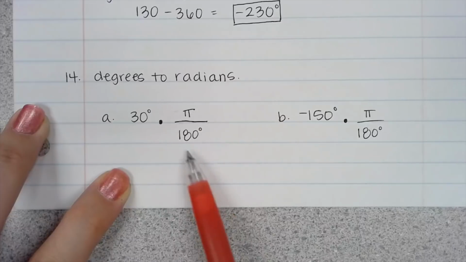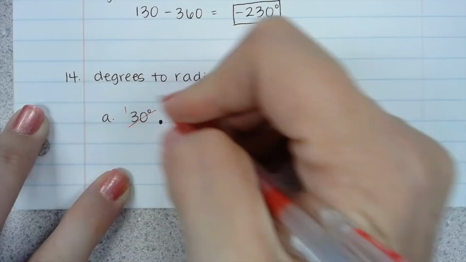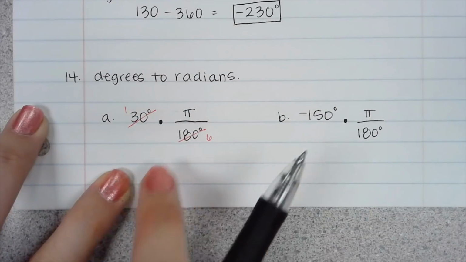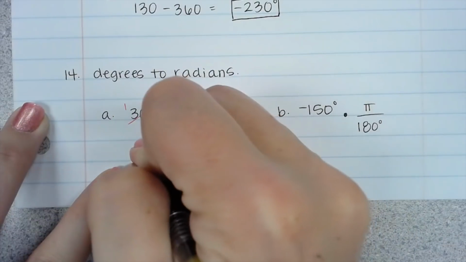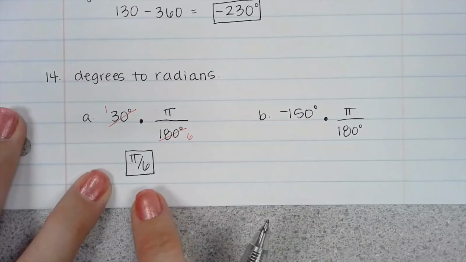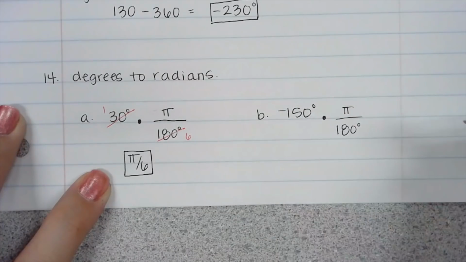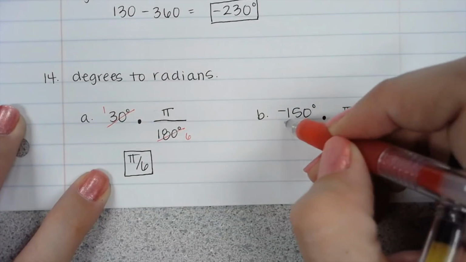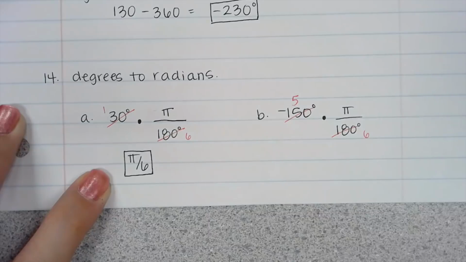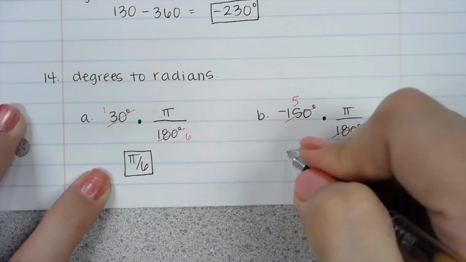You can do top times top and bottom times bottom and then simplify it afterwards. Or you can recognize that 30 goes into 30 once and 30 goes into 180 6 times. So changing 30 degrees into radians would give you pi over 6. Similarly, on question B, to simplify this, I can do some simplification here and here. Both of these numbers divide by 30. 30 goes into 150 5 times, and 30 goes into 180 6 times. So simplified into radians, this one's going to give you negative 5 pi over 6 radians.